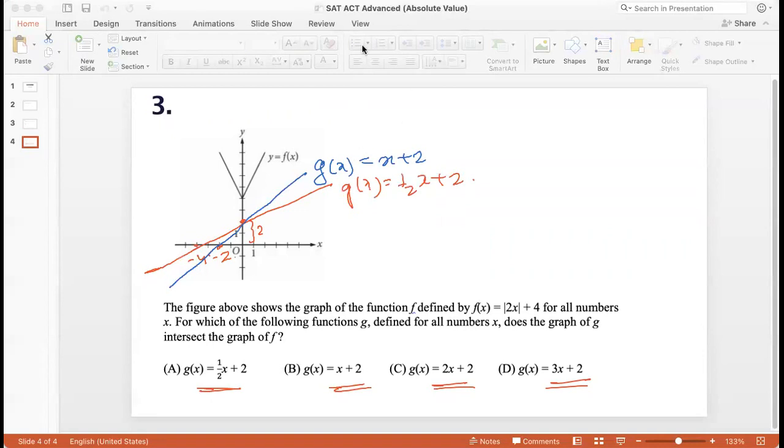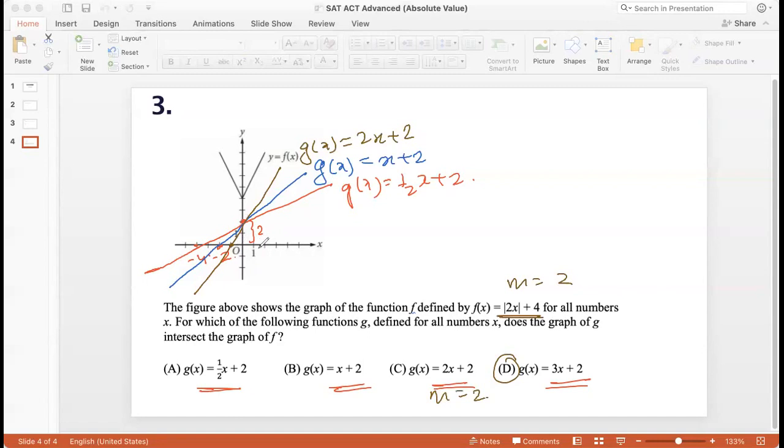Okay, what about g(x) is 2x plus 2? So 2x plus 2 would mean that the slope is 2, so this would look like this. This line is g(x) is 2x plus 2. And you can see that this line is parallel to 2x plus 4, because on the right hand side, this has a slope of 2 and this also has a slope of 2. So these also would not meet because they are parallel. But I know now that if I increase the slope any further, then there would be an intersection, right? And so my answer should be D, g(x) is 3x plus 2.